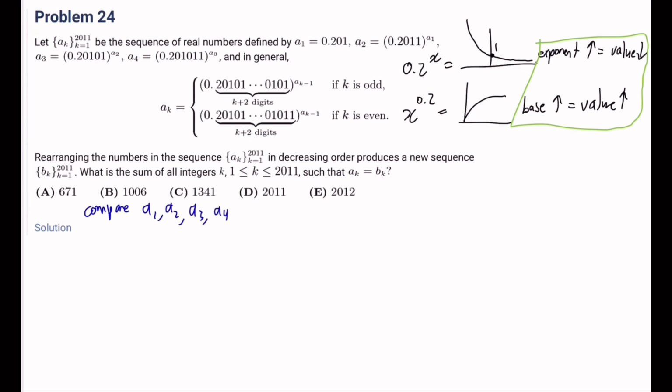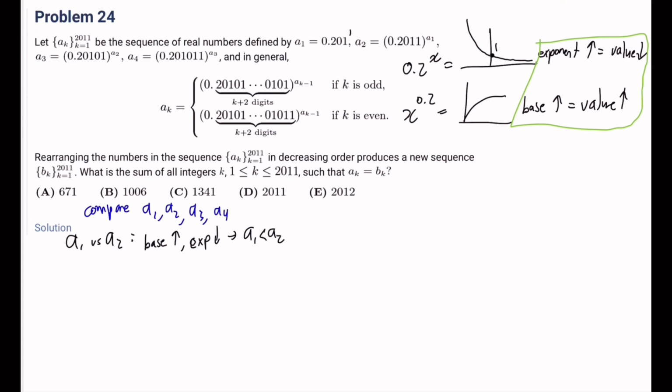First of all, let's try A1 and A2. A1 is 0.201, A2 is 0.2011 to the A1 power, and A1 is just 0.201. We see that the base is bigger for A2, so the base increased, and the exponent has decreased, because A1 is like 0.2. Since the base increased, the value increases, and since the exponent decreases, the value also increases. This gives us that A2 is greater, so A1 is less than A2.